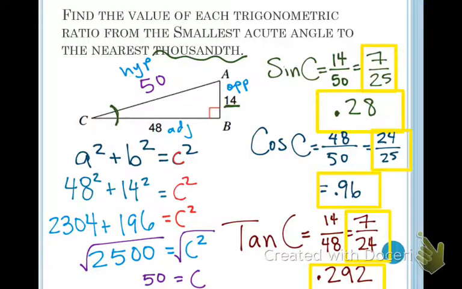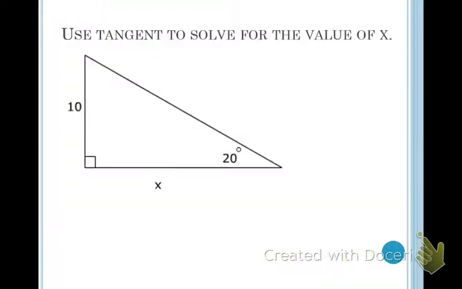So this is what your quiz is over today. We're going to review what we learned yesterday and then start our new lesson. So we talked about tangent yesterday. Use tangent to solve for the value of x. Why can I not use the Pythagorean theorem here? I don't have 2 of the sides. I'm given an angle and a side.